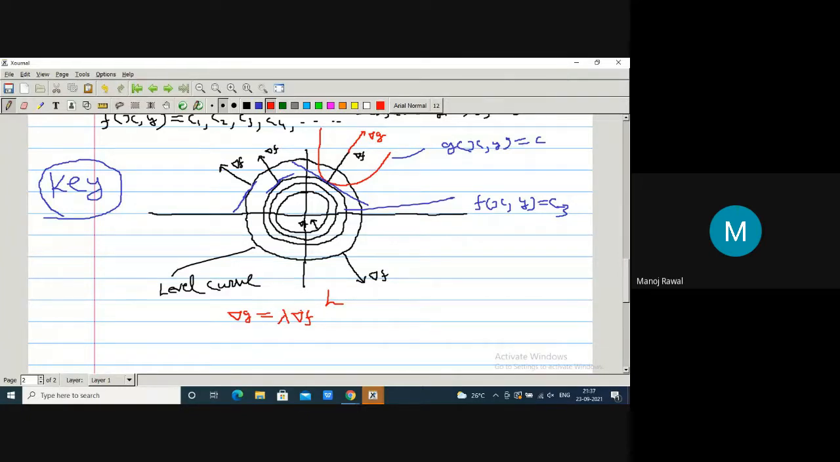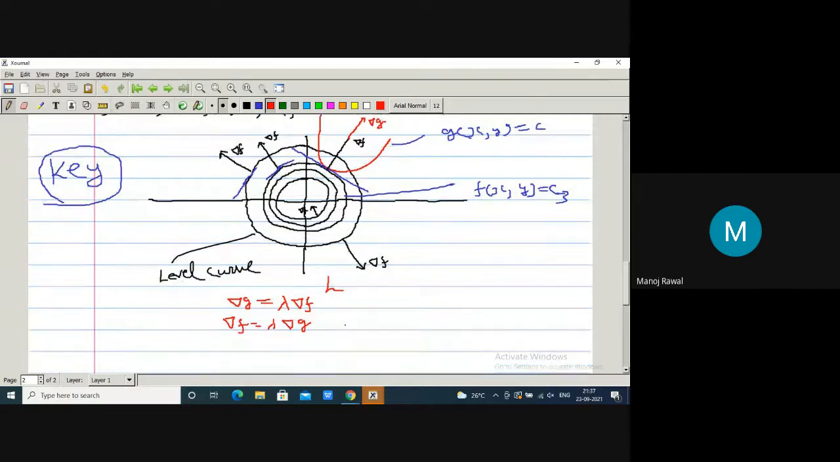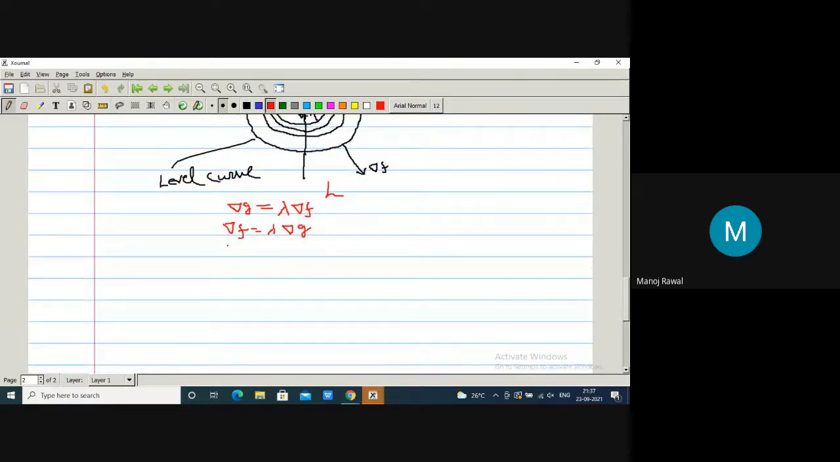Okay, so done. The same logic. If you are given a function of three variables, it can be extended to that also. The same logic will be applicable there as well. Either you write in terms of f or g, it's up to you. If you want to write del f is equal to lambda del g, that's also fine. Now we are doing it with two variables, but the same can be written with three variables. This concept can be extended to three variables also.